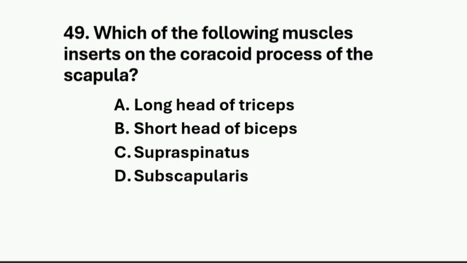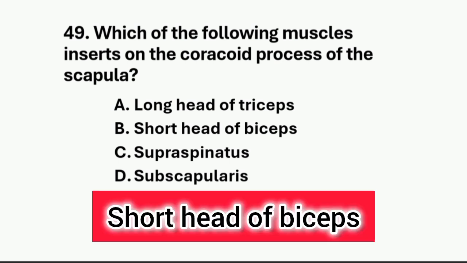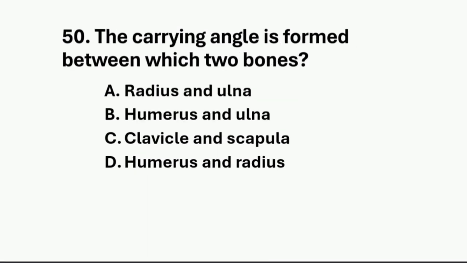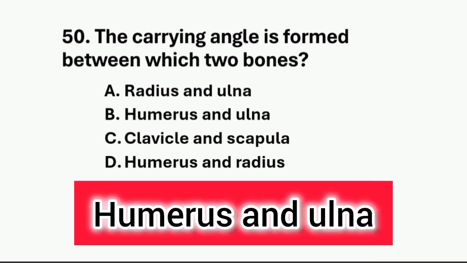Which of the following muscles inserts on the coracoid process of the scapula? Correct answer is option number B, short head of the biceps. The carrying angle is formed between which of the two bones? Correct answer for this one is option number B, humerus and the ulna.